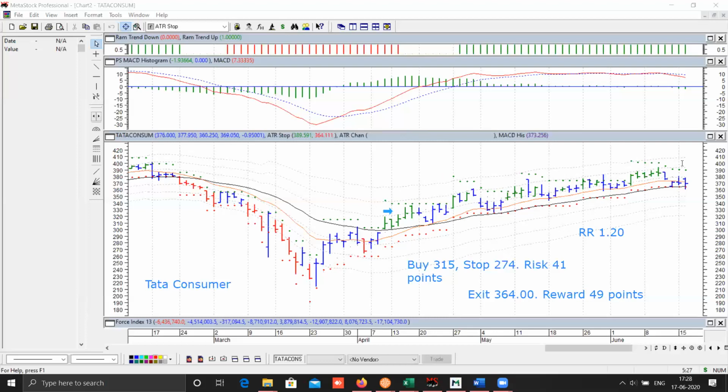In this trade, it was a beautiful journey. It took about 2 months plus. We entered on 15th of April and exited on 16th of June, exactly 2 months. In 2 months, 1 rupee risk has given us 1.2. So similar trades we will share in the coming days, whatever has been good, bad also, so that we learn from each and every trade.